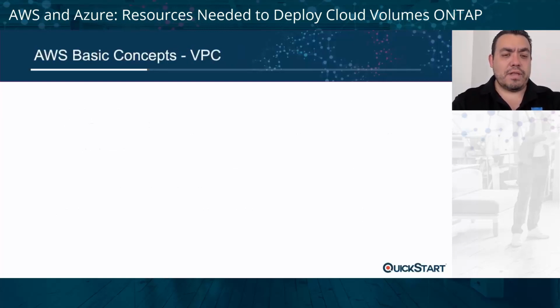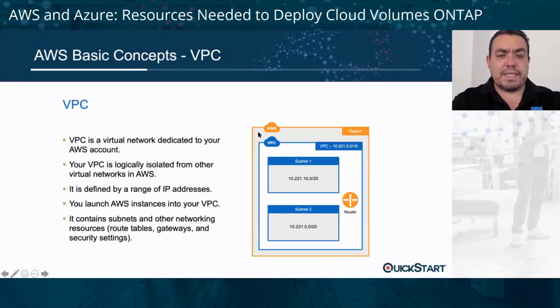But before we get to more details on AWS, let's go and see some things that you need. That's the main goal of this webinar. So step 1, you need to create a VPC. A VPC is like your data center in the cloud. And each customer can have up to 5 VPCs per region.